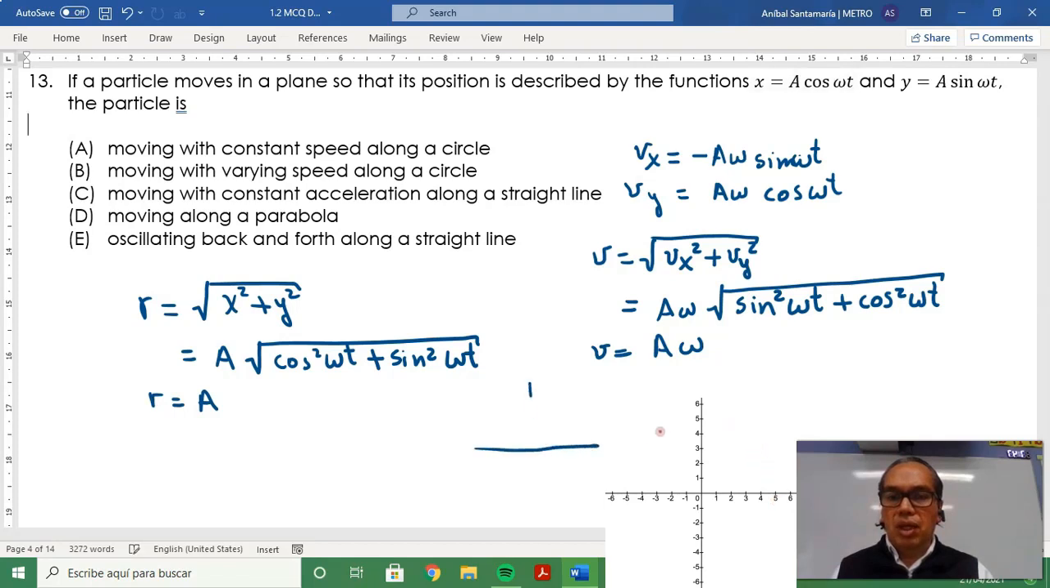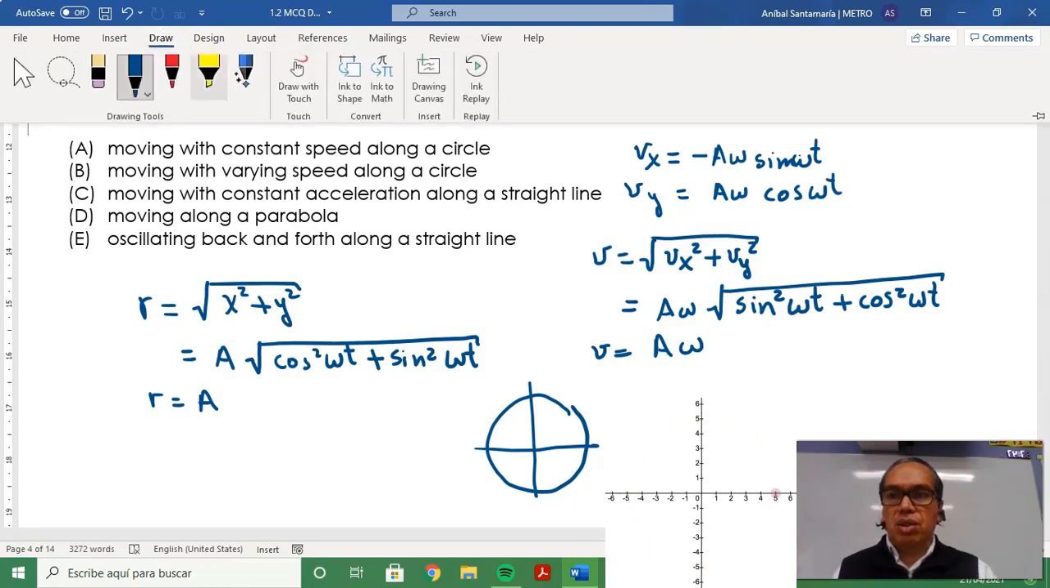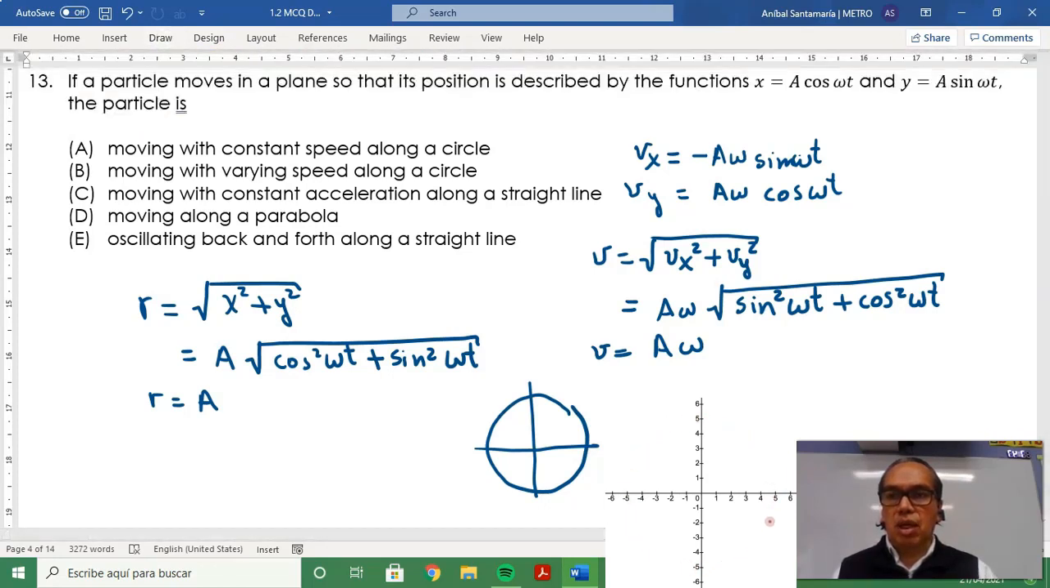All of the positions are around this circle, so it is a circular path, but the speed is constant. The best answer then is option A.